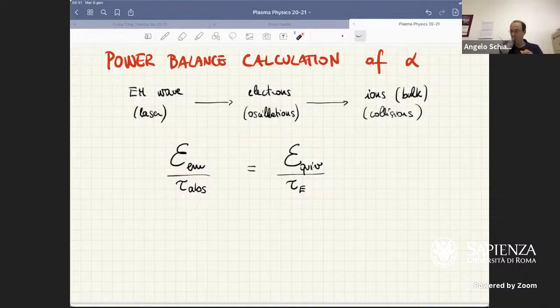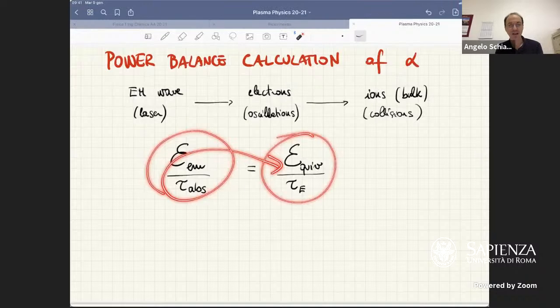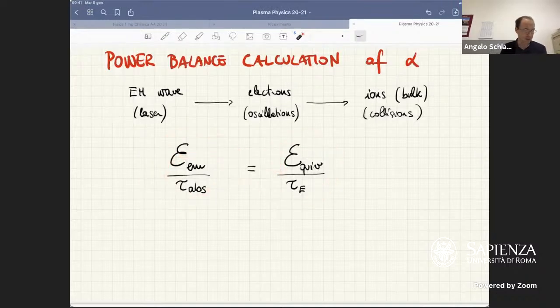So there's no loss of net power, of net energy. This is just simply stating that the energy of the wave goes into the energy in the plasma. So we can rewrite this. We have characteristic times here. Let's write them in terms of characteristic frequencies. So the time of absorption could actually be the frequency of absorption.